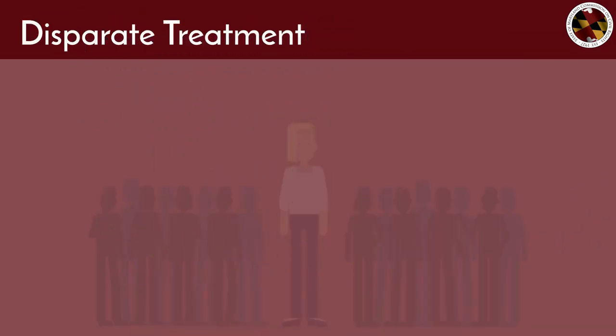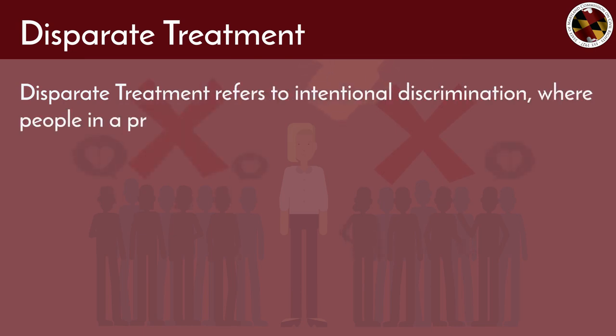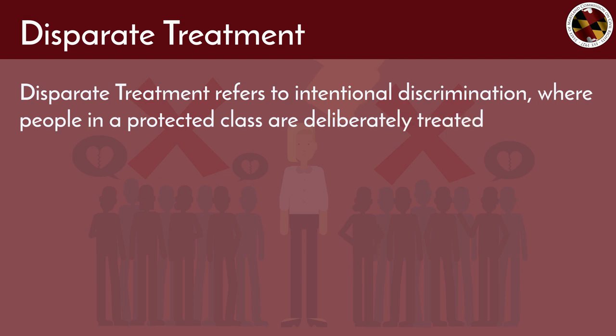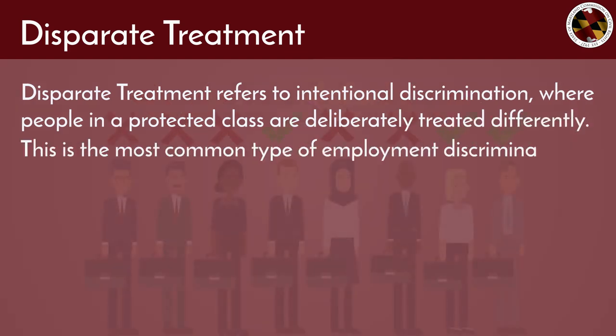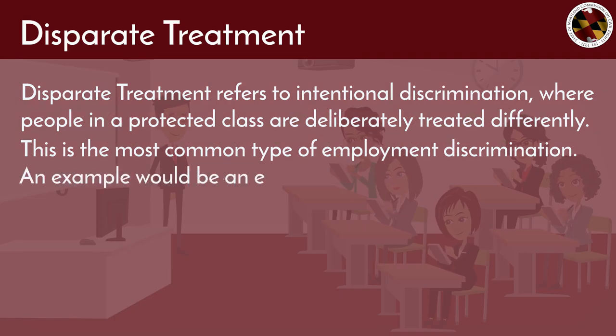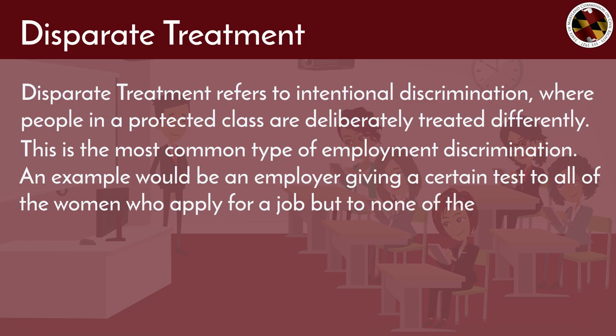Disparate treatment. Disparate treatment refers to intentional discrimination, where people in a protected class are deliberately treated differently. This is the most common type of employment discrimination. An example would be an employer giving a certain test to all of the women who apply for a job, but to none of the men.